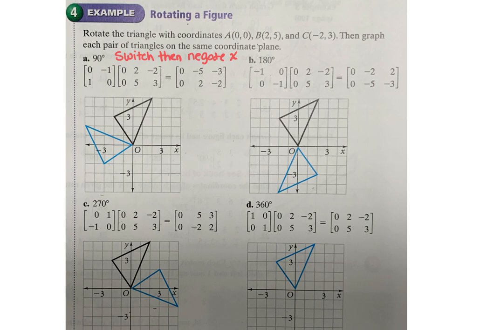Let's look at 180. You'll notice 180 did not move the placeholders, 1, 0, 0, 1, but we did do something to them. What did it do? Right. So it negated what? Everything. It didn't switch anything. The order is the same, 1, 0, 0, 1, but it negated everything. So for a 180, you are simply going to negate your x's and your y's. Negate everything. Well, why would that work?